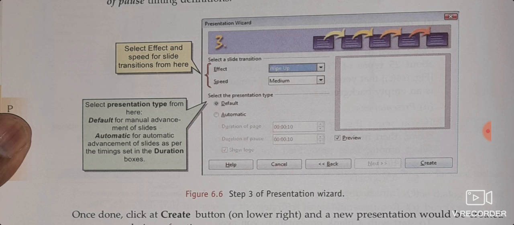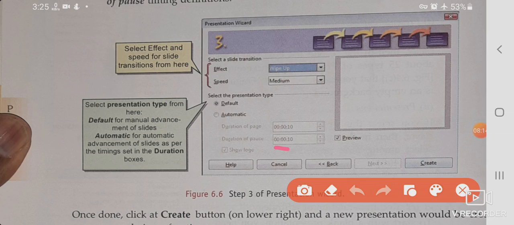Then select the presentation type. Default presentation type is manual. With the help of mouse or keyboard you will have to move to another slide. But if you check automatic, then you will have to give the duration of each slide, definitely in seconds. Duration of page and duration of pause will remain the same. So you can give 5 seconds as the duration of each slide.